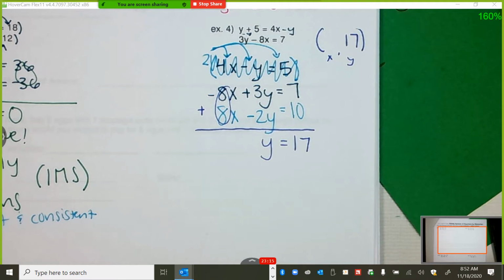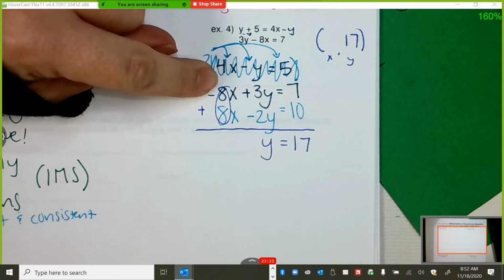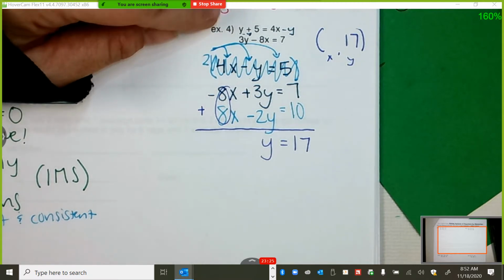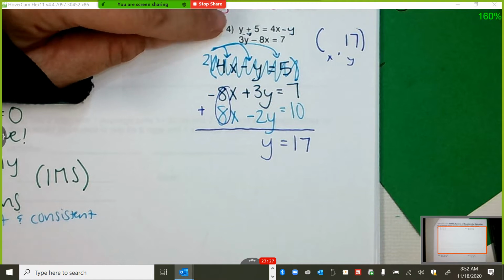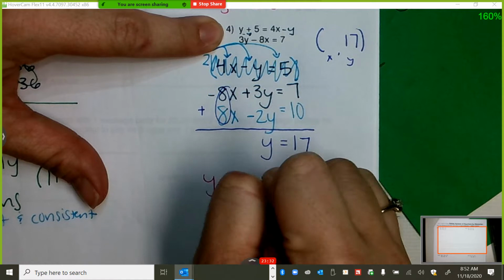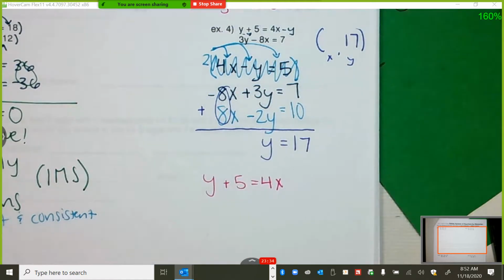Now what? Plug it in. Now, I want you to realize I always like to plug it into the original equations, not the ones we changed. Okay? It's just how I do it. So which equation would you pick? Which one do you think is the easiest? The first one, okay? So we have y plus 5 equals 4x. That's the original first equation.